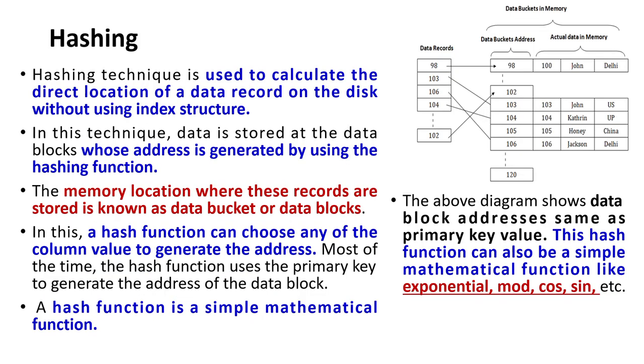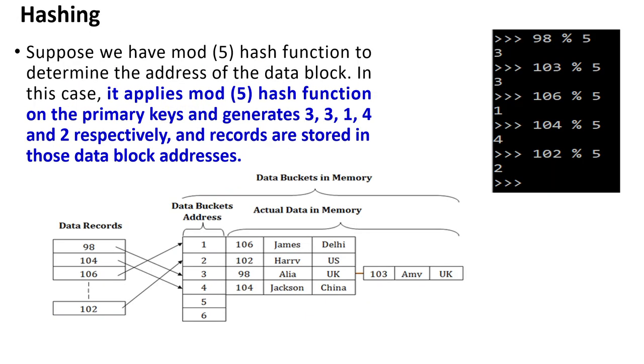Hashing. Hashing is used to calculate the direct location of a data record on the disk without using an index structure. Here is an example showing where they have used a mod 5 hash function to determine the address of the data block. In this case, it applies mod 5 as the hash function on the primary key and generates 3, 3, 1, 4 and 2 respectively.